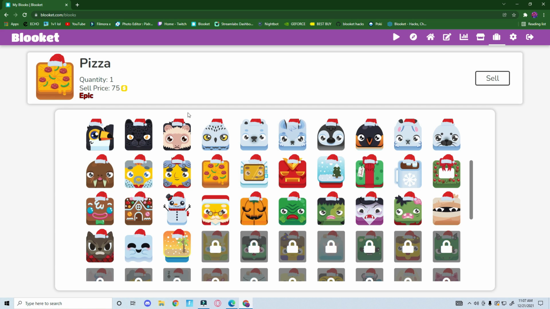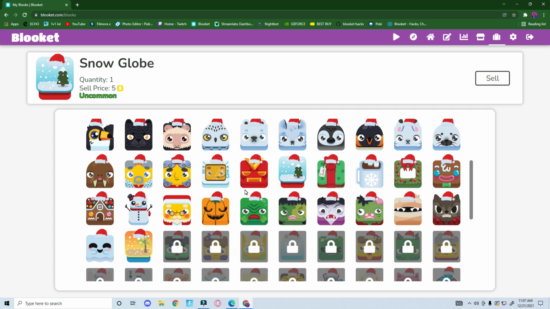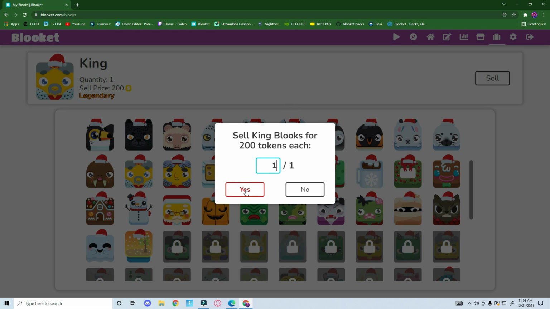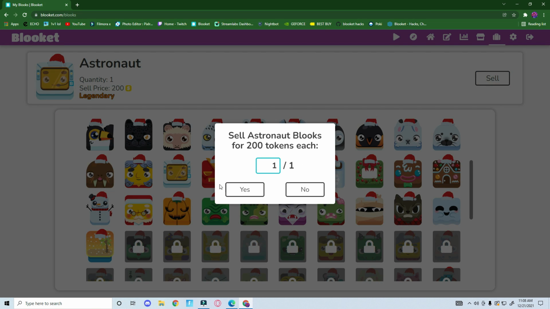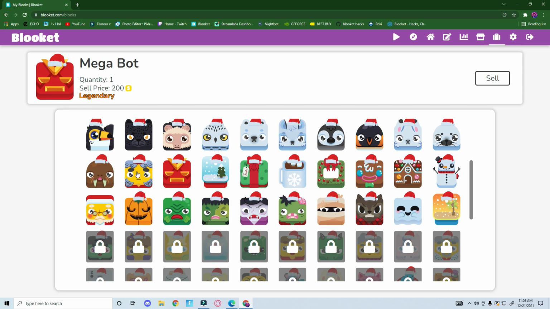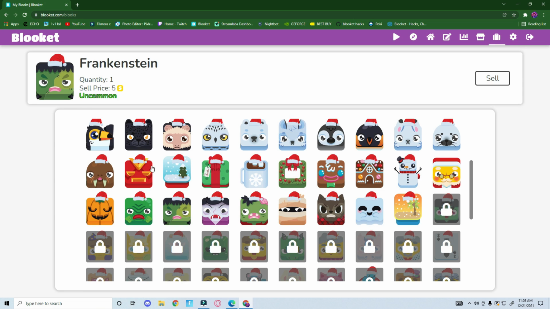So we're starting off with the pizza. In 3, 2, 1. Sold. Next up, we have the king. Selling him in 3, 2, 1. And then next up, we have the astronaut. 3, 2, 1. These two are the same rarity, so I'm gonna be selling the king of hearts first. 3, 2, 1. Sold. And then the very last normal legendary, the megabot.